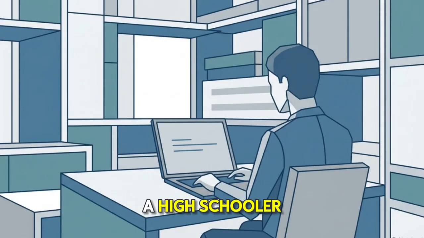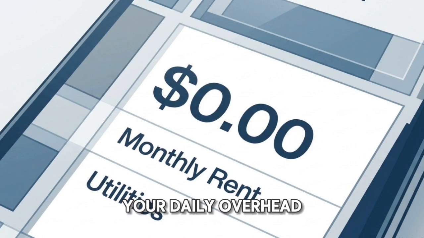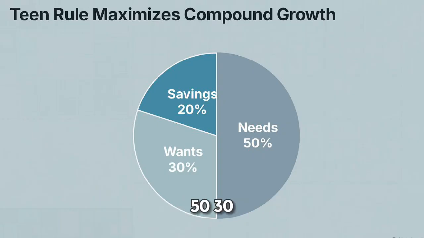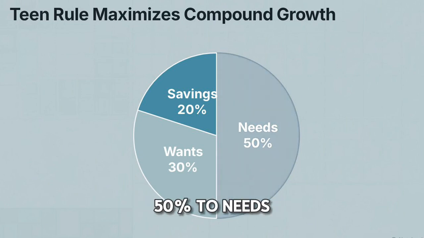Let's start with a high schooler or a young adult still living at home. At this stage, your daily overhead and baseline living expenses are practically zero. Looking at the 50-30-20 chart, allocating 50% to needs is wasted space for a teen.